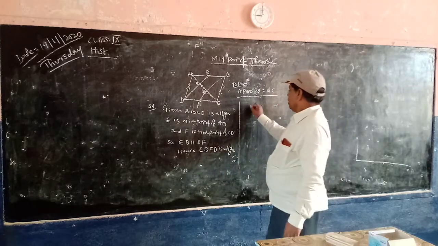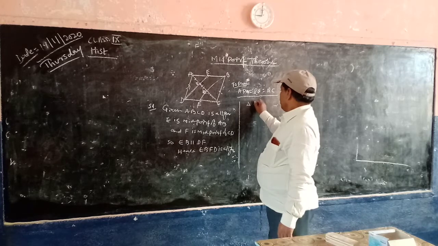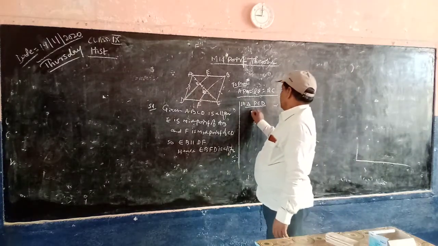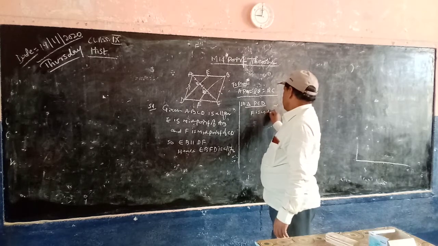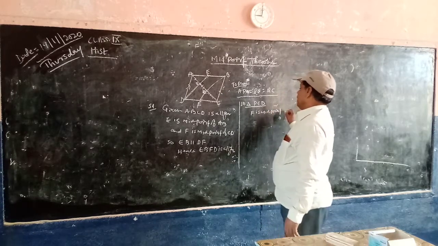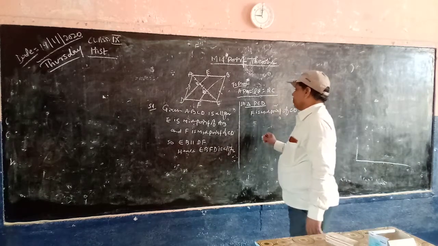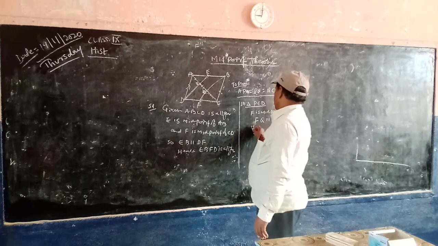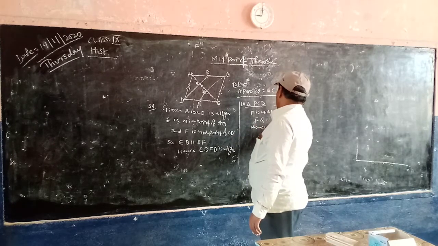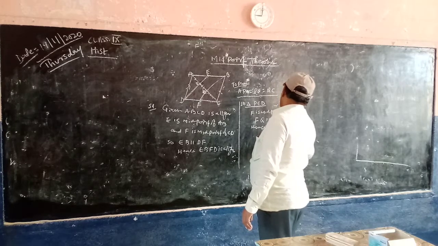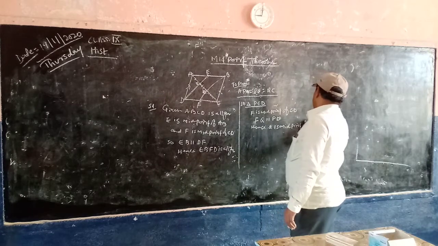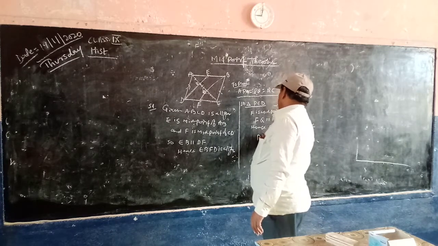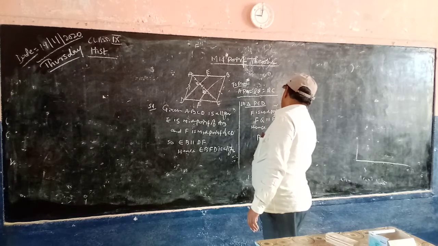And then triangle PCD. In triangle PCD, F is the midpoint of CD, FQ is parallel to PD, hence Q is the midpoint of PC. So PQ equals QC. First.